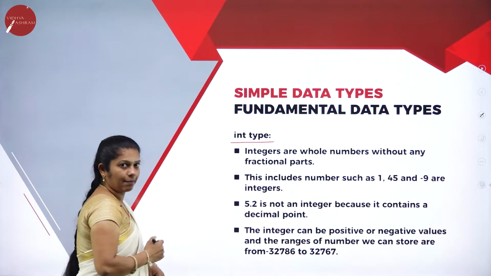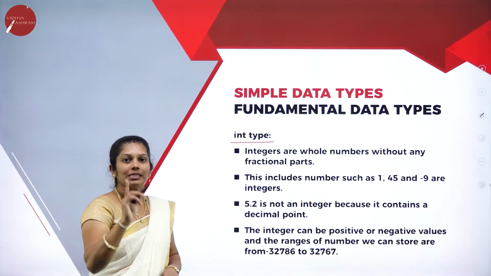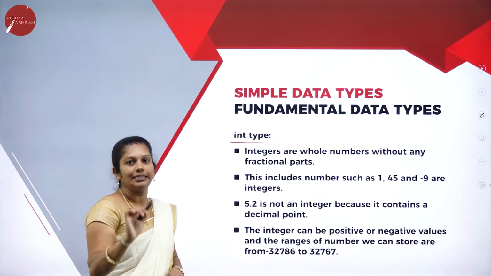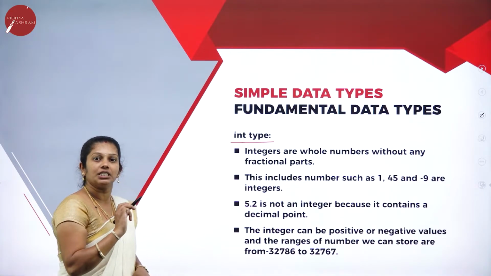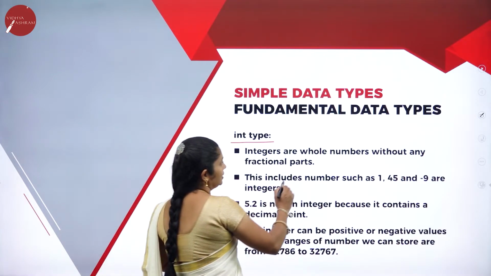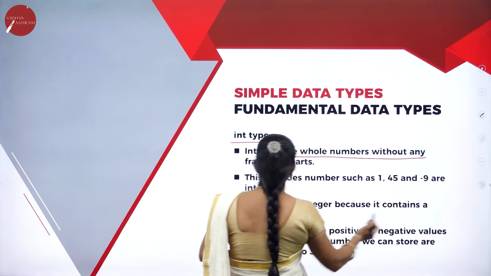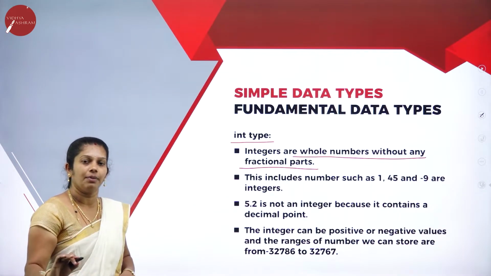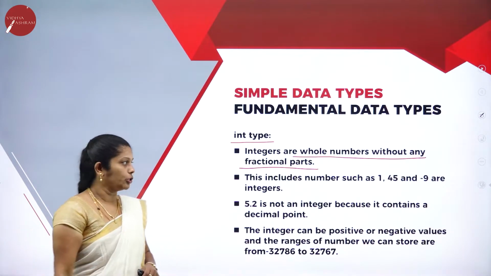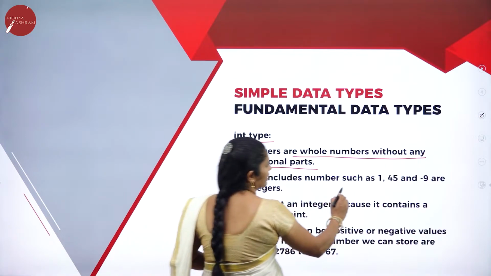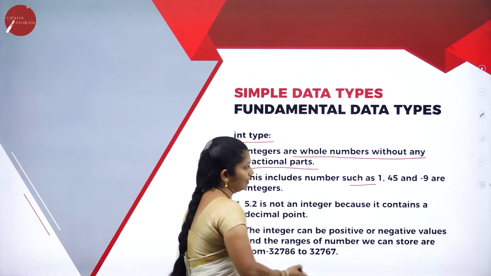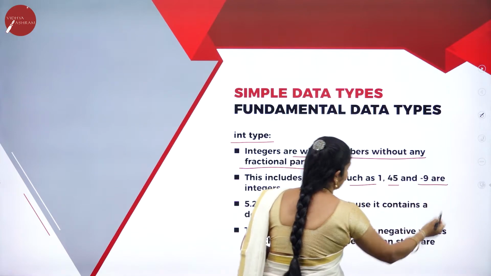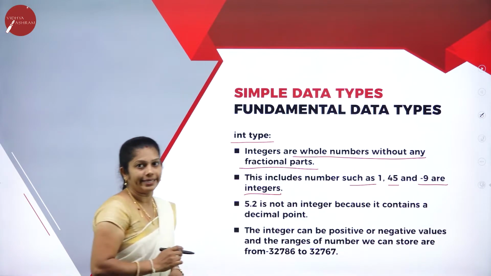Whereas int type, already I told you, int means it contains only the integer part. It does not contain any fractional part at all. Integers are whole numbers without any fractional part. We do not have any fractional part, not even 0. This includes numbers such as, for example, 1, 45, minus 9. These are some of the integer values.